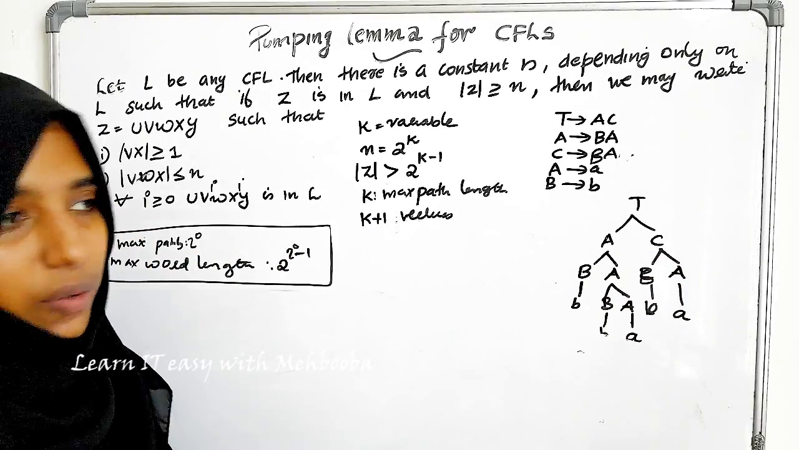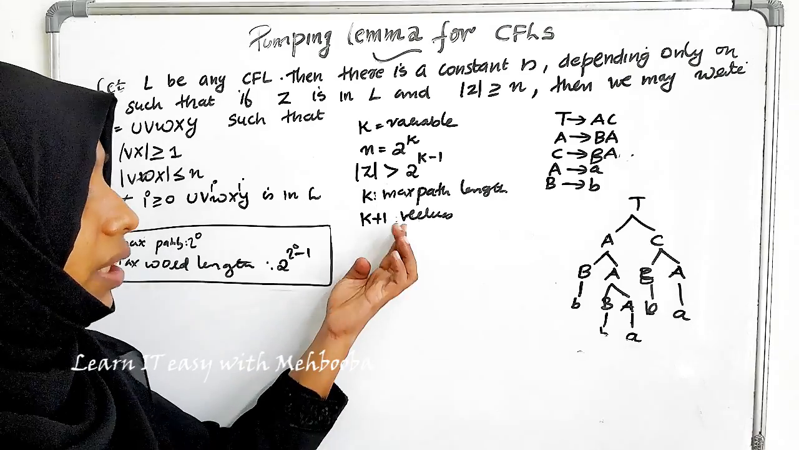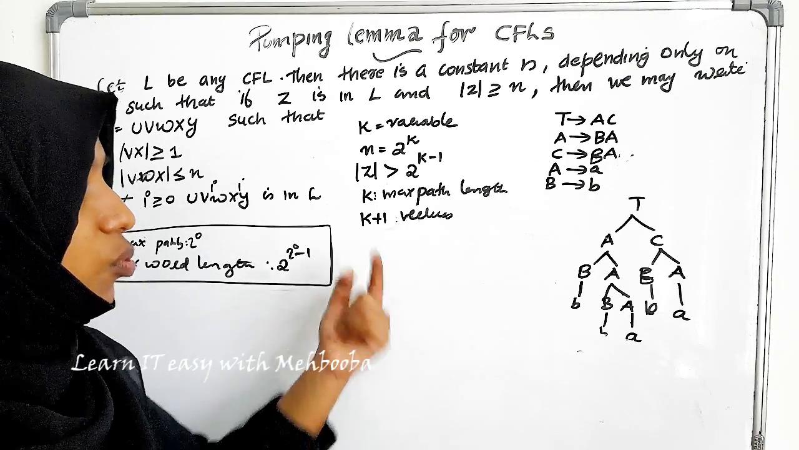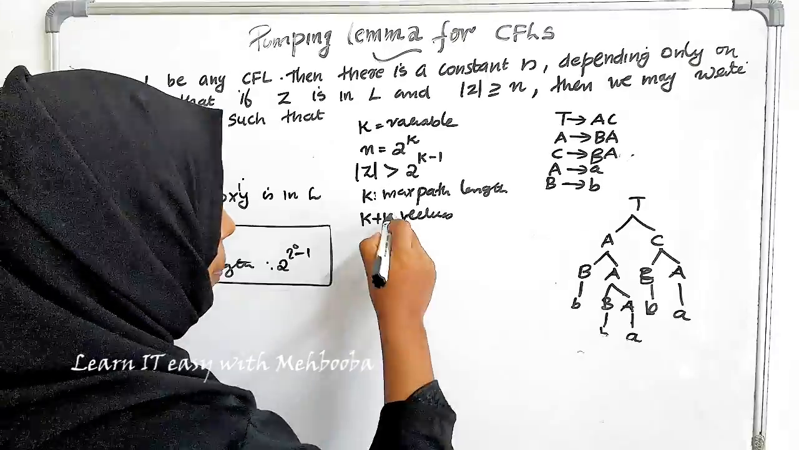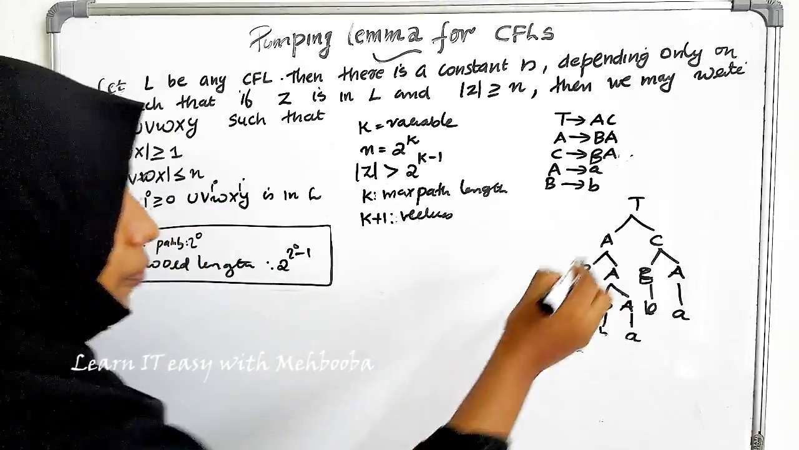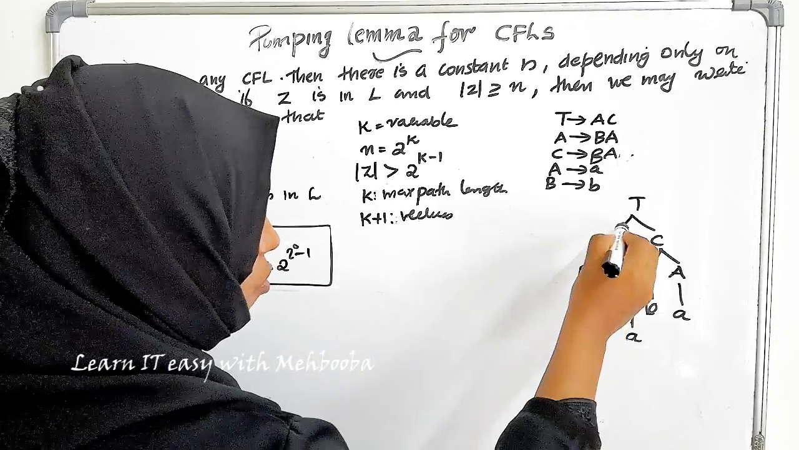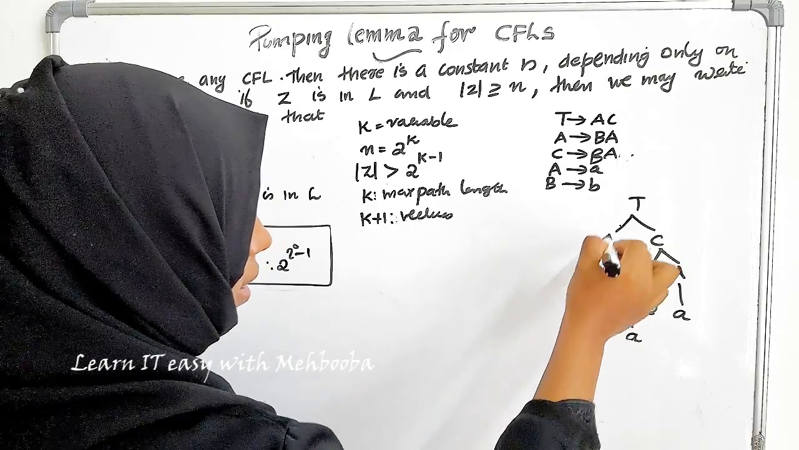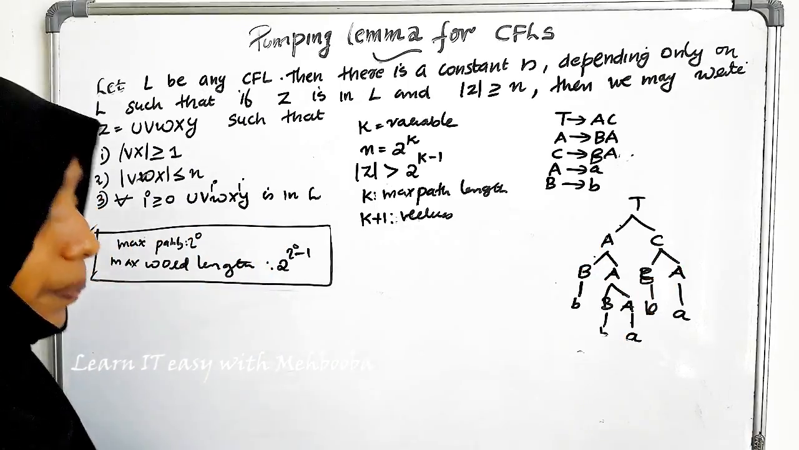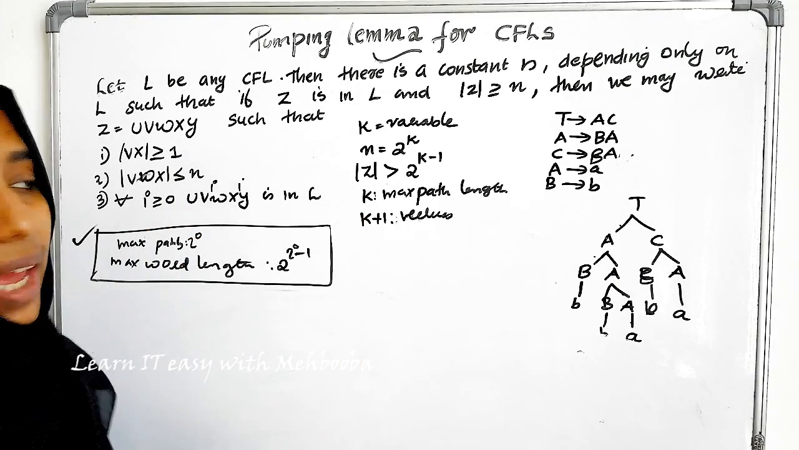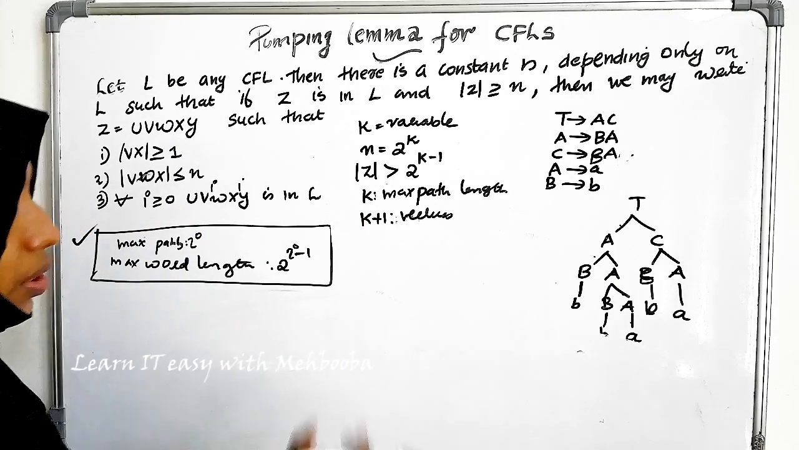4 edges and 5 vertices, because in case of path length we are counting the edges, plus 1 will be the total number of vertices along that path. Hope you can verify from this. For example, the path length of this leftmost path is 1, 2, 3. It contains 4 vertices. So if the maximum path length is k, we will be having k plus 1 vertices. So hope that is clear.